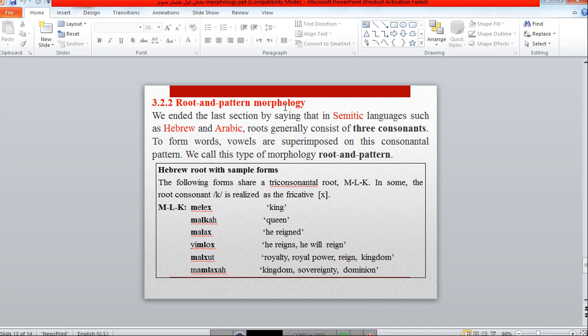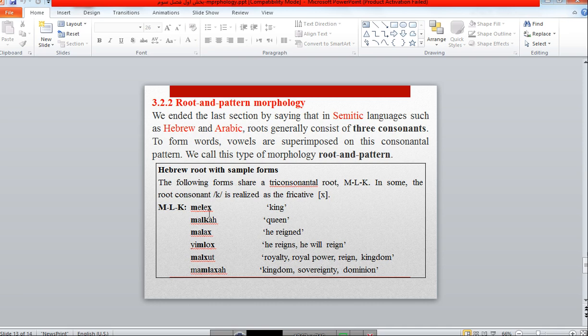What is this kind of morphology? We ended the last section by saying that in Semitic languages such as Hebrew and Arabic, roots generally consist of three consonants. To form words, vowels are superimposed on this consonant pattern. We call this type of morphology root and pattern. So look at this example. The following forms share a three consonantal root, for example, M, L, K. In some, the root consonant K is realized as the affricate Kh.